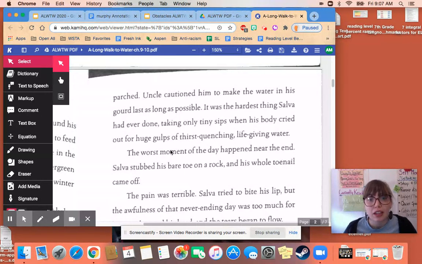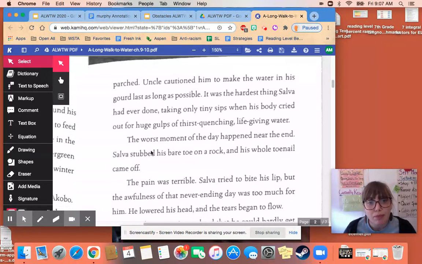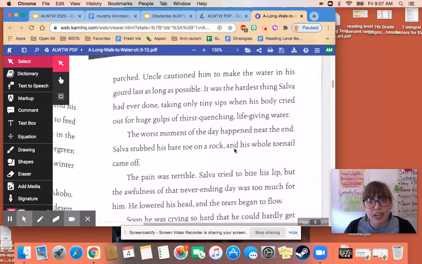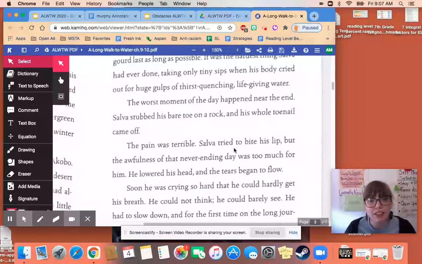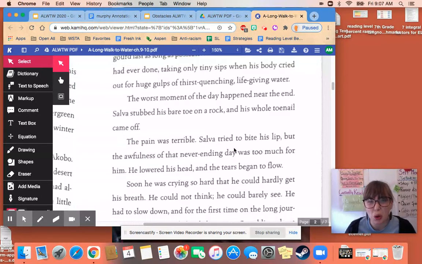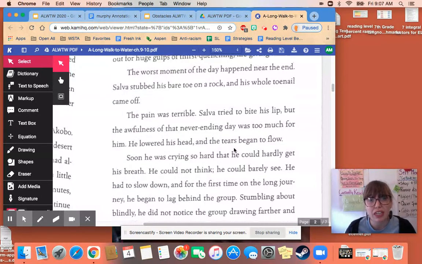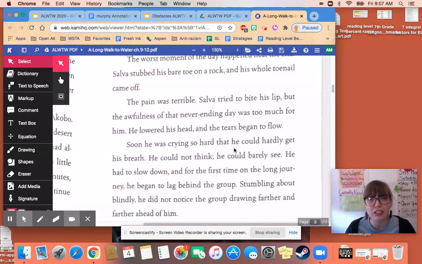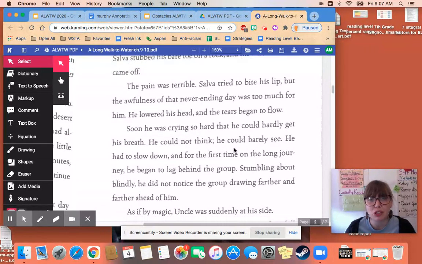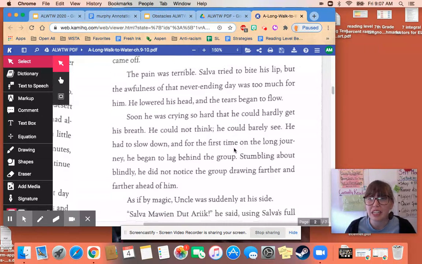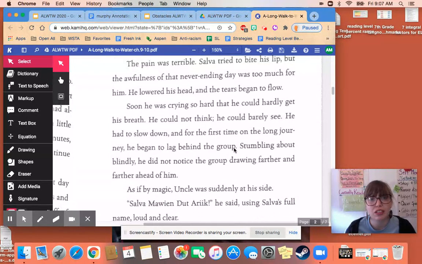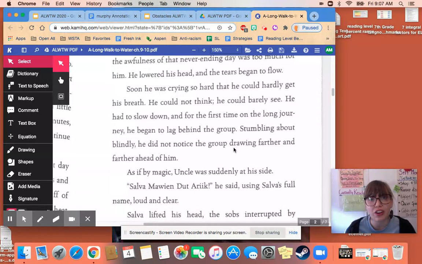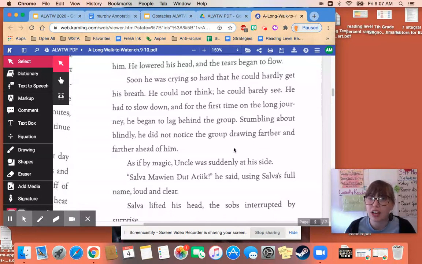Let's continue on. The worst moment of the day happened near the end. Salva stubbed his bare toe on a rock and his whole toenail came off. The pain was terrible. Salva tried to bite his lip, but the awfulness of that never-ending day was too much for him. He lowered his head and the tears began to flow. Soon he was crying so hard that he could hardly get his breath.